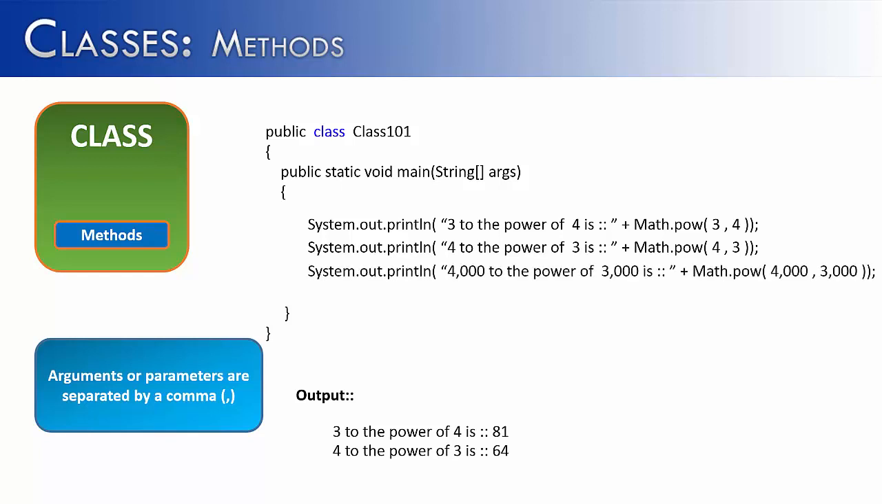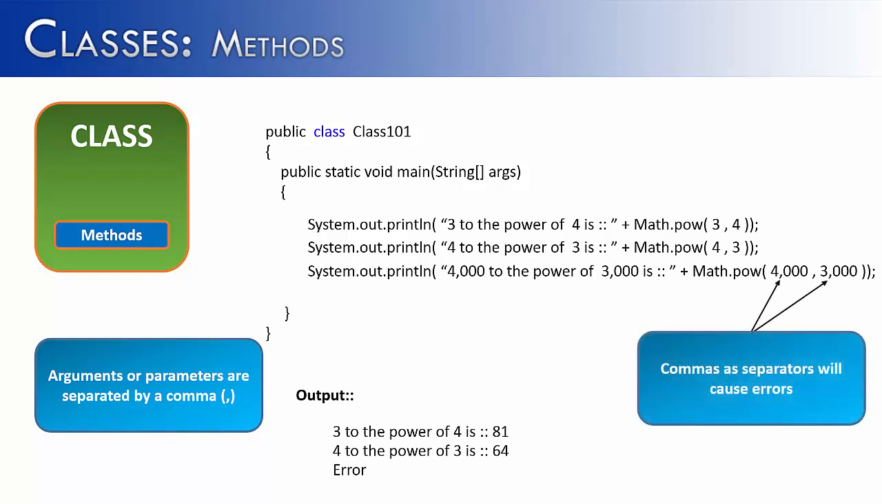Next, what if I said 4,000 to the power of 3,000? If I tried to print that out, that would give us an error. The error might be subtle, but if you look at it closely, you can see that we have extra commas in there. Do not use commas as separators or placeholders for integer or double values.